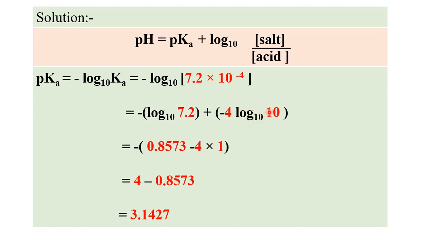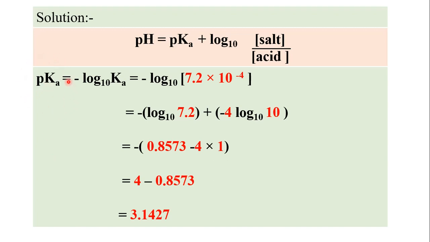But log to the base 10 of 10 is equal to 1. So that is equal to minus. Log to the base 10 of 7.2 is 0.8573 minus 4. But minus becomes plus, and therefore plus 4 minus 0.8573, and that is equal to 3.1427. That is equal to pKa.